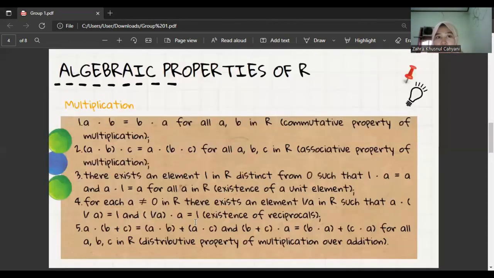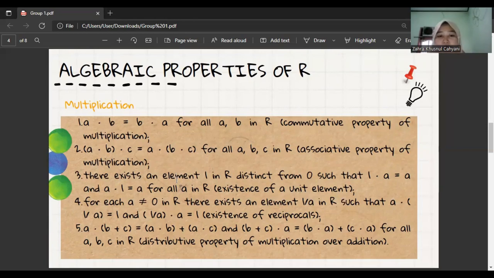For the next, the multiplication properties. In multiplication itself, we have 5 properties. The first is the commutative property: A times B equals B times A. For the second property, we have the associative property: parenthesis A times B times C equals A times parenthesis B times C. For the third property, we have the existence of a unit element.